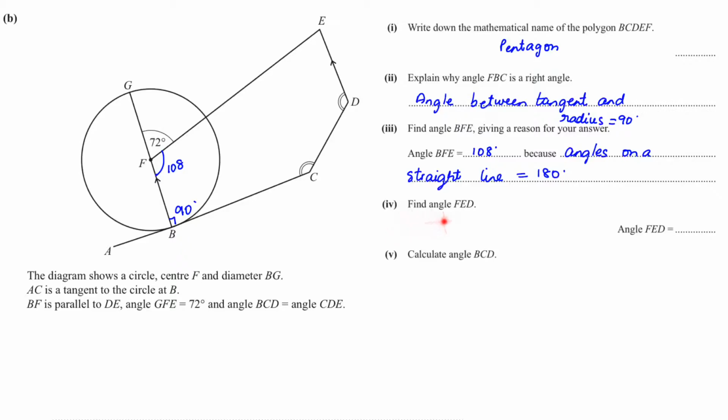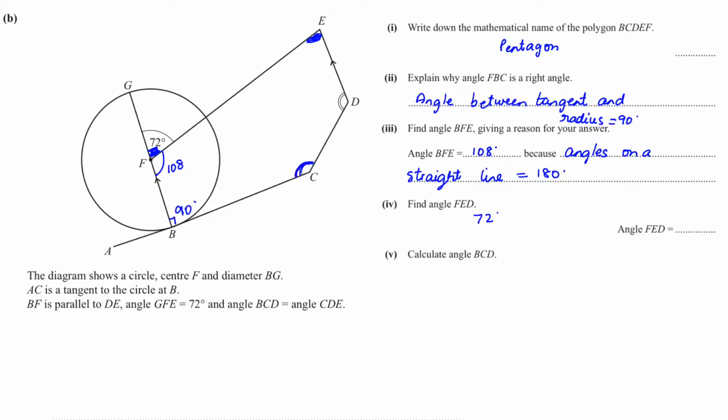Part 4. Find angle FED. As these two lines are parallel, this angle will equal this angle. Alternate angles are equal to each other. So this is going to be 72.